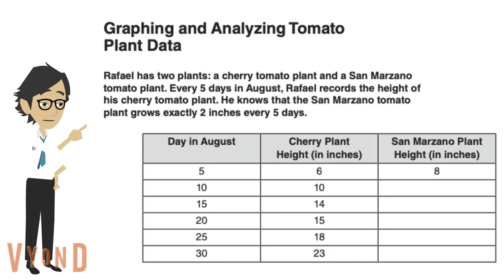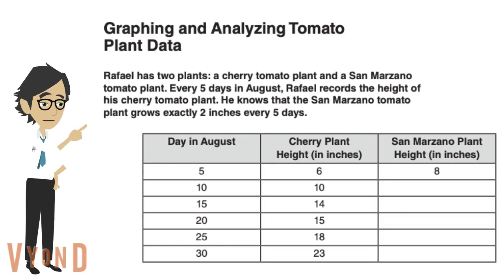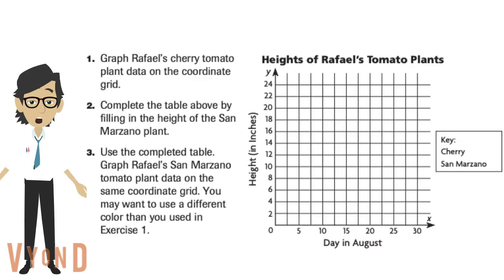Okay, so it looks like here we're going to be able to tell that there is a comparison between the cherry plant and the San Marzano plant. I bet there's a pattern. Okay, this is important. What you're going to end up seeing, and I bet you can predict this, is that since it grows the same amount per day, you're going to recognize the line doing something. Okay, so if you look at the bottom, it says on day 5.